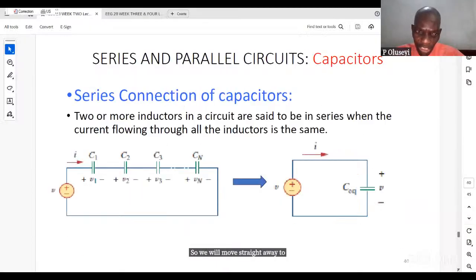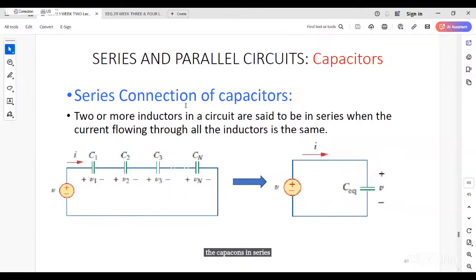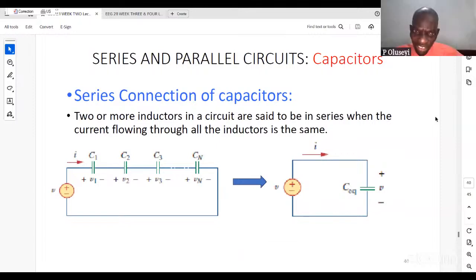So we want to continue now. We will move straight away to capacitance. I won't wait much time. The capacitance in series. We have capacitance in series in this form. Please, you cannot interrupt my lecture.